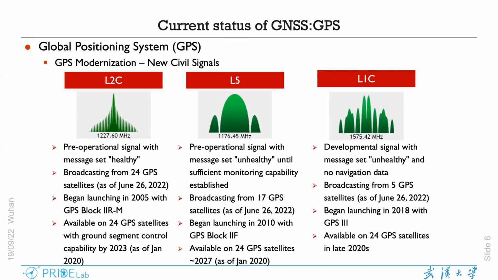For example, to have more efficient ambiguity resolution. And we can use L5, in addition to L1 signals, to have more robust positioning, because the L2 signals are susceptible to some interferences, and their power is relatively lower compared to L1 and L5.